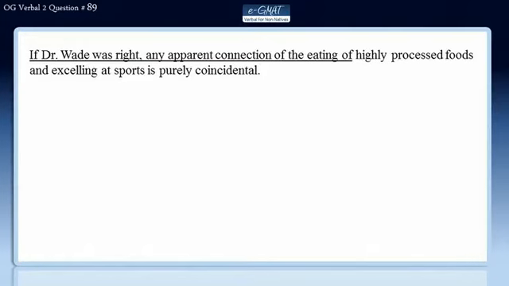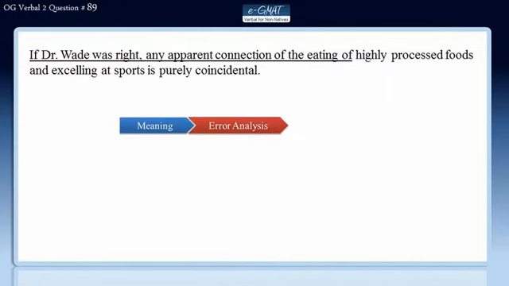We will solve question number 89 of OG Verbal Second Edition by using the e-GMAT three-step process. In the first step, we will understand the meaning of the sentence. In the second, we will evaluate the errors in the sentence. And finally, we will review all the answer choices to get to the correct answer.